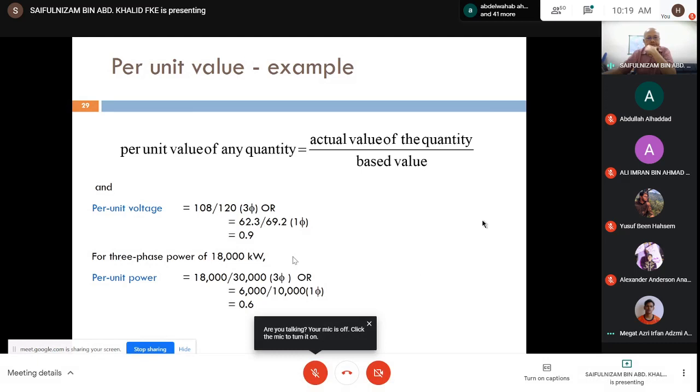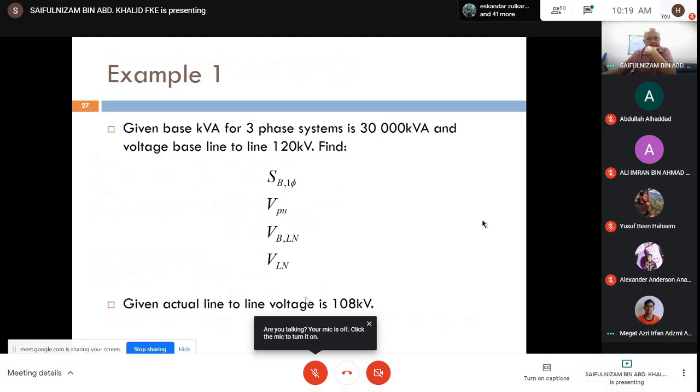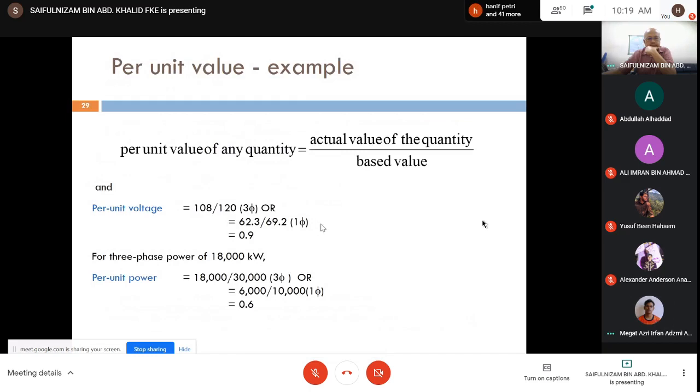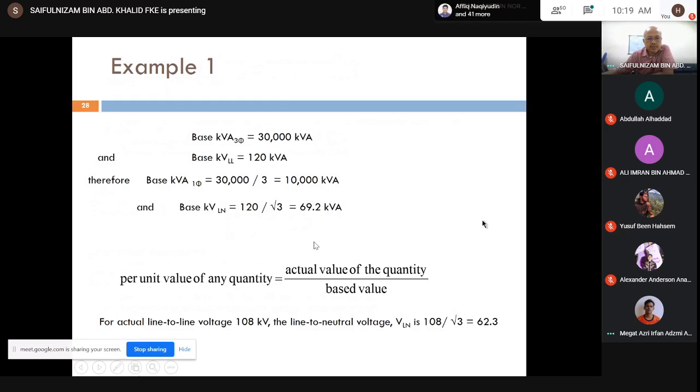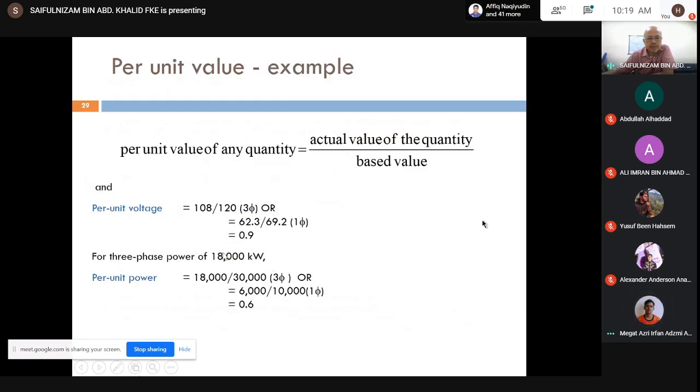So this is per unit voltage, 0.9. And per unit power. Let's say the three-phase power is 18,000 kilowatt. This one is a new addition to this question. So this is the actual value.